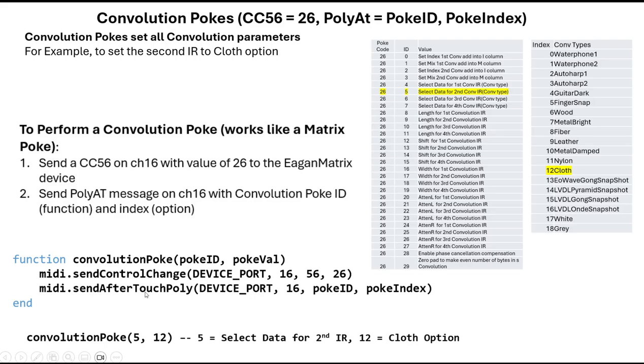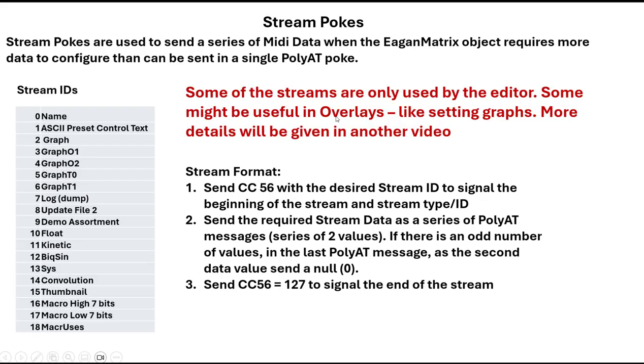So here then we'll send a convolution poke. We'll send a value of 5, which means select data for the second convolution as my poke ID, and then I'll send a poke index of 12, which is the cloth option. And you can see the new firmware adds about twice as many convolutions now, a lot of new convolutions to experiment with. So finally, we're going to talk about stream pokes.